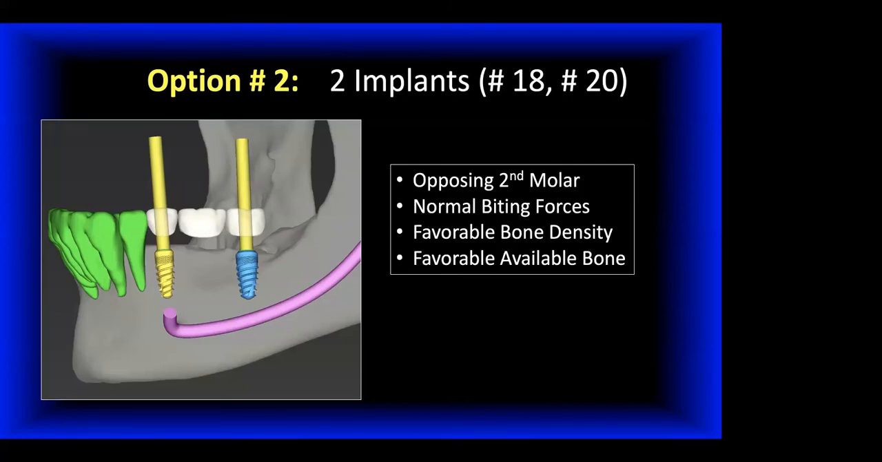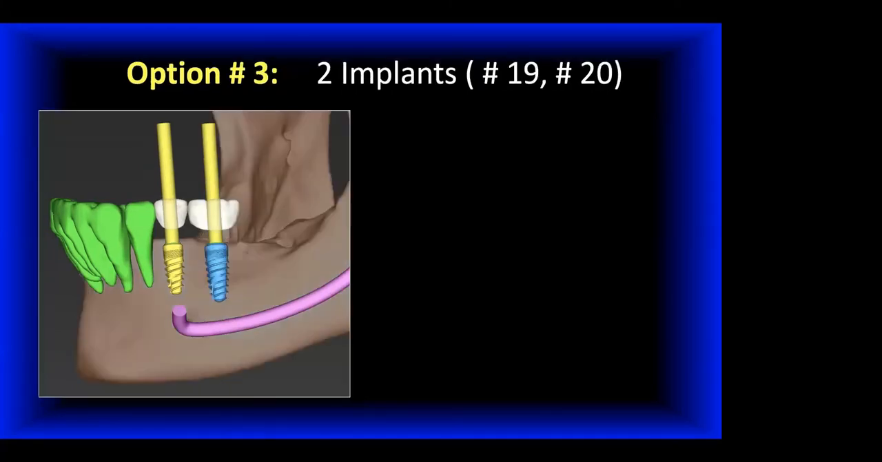Well, number 1, we have an opposing second molar. However, we have normal biting forces. So we don't have a 350-pound middle linebacker here exhibiting 1,000 pounds per square inch in the first molar area. We have favorable bone density and favorable available bone. So 2 implants would be indicated when we have favorable force factors and we have an opposing second molar.